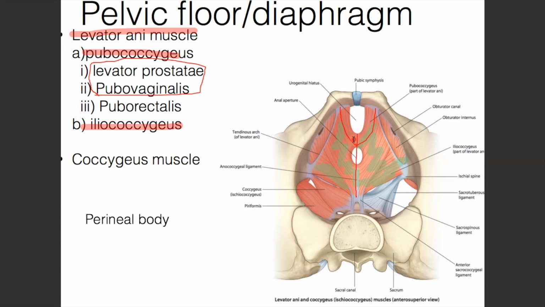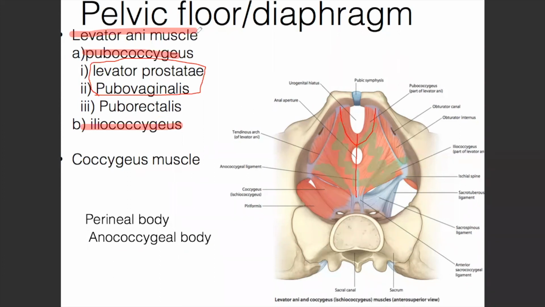While the puborectalis, since it goes behind the anal canal, will also insert into a fibrous tissue, but in the back, which is known as the anococcygeal body. So the insertion is into two places, the perineal body and the anococcygeal body. Don't bother too much with that detail, just know that it inserts in the midline, so it doesn't really insert to the back.